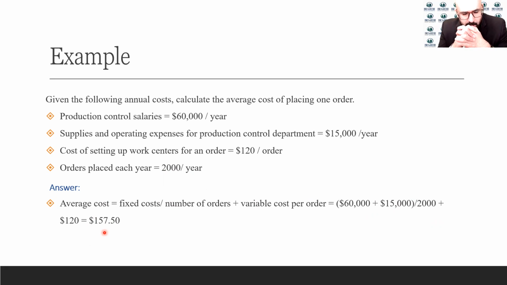Again, that's another important concept where we use the cost of placing 1 order, including the salaries, the supplies, and the setup for each order, the setup for the work center. So we found the fixed cost, which is the salary and the supplies, and then divided that by the 2,000 per year, adding to that the variable cost per order, which is 120. So that would give you 157.